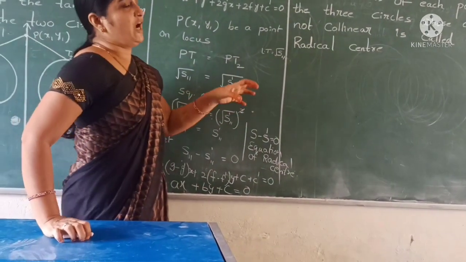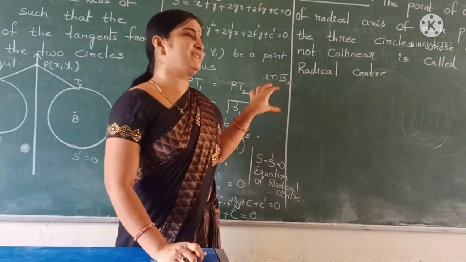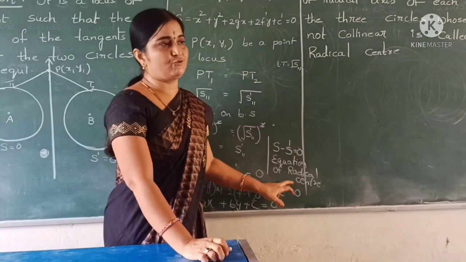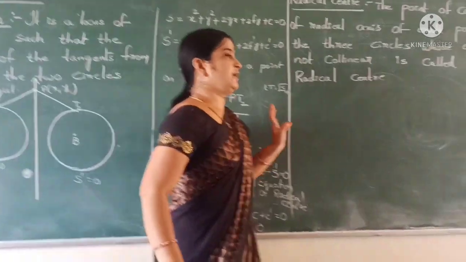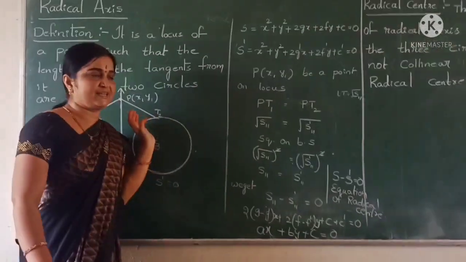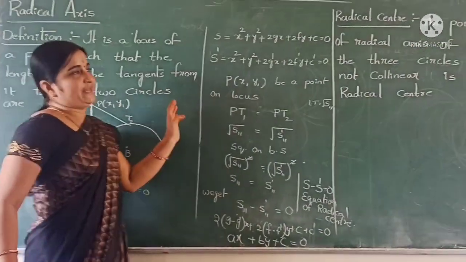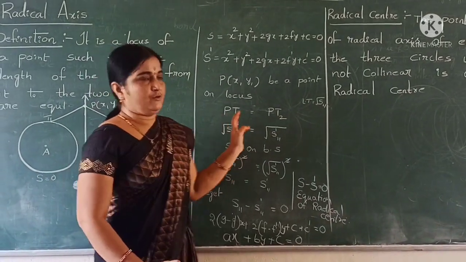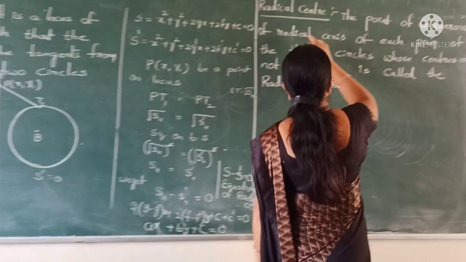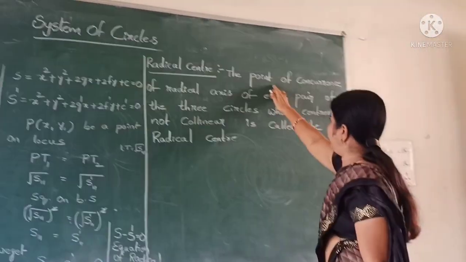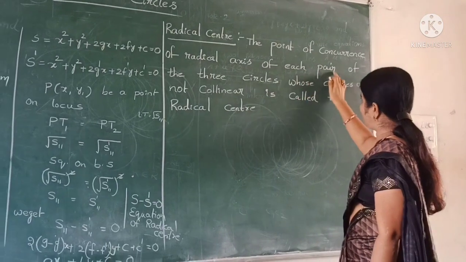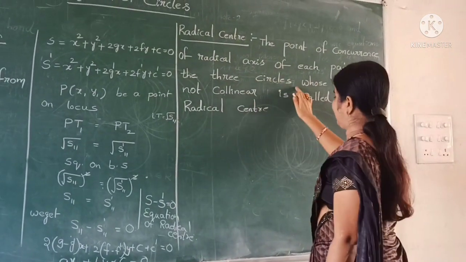So what we have to get, this is the equation of the radical axis, s minus s dash is equal to 0. Okay? What is the equation of the radical axis? The equation of the radical axis is s minus s dash is equal to 0. Okay, the next one is radical center. The point of concurrence of radical axis of each pair of the three circles.